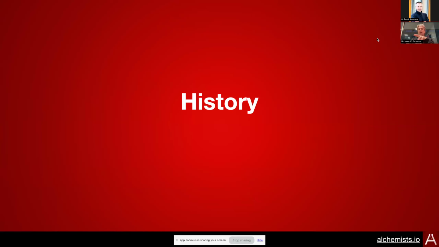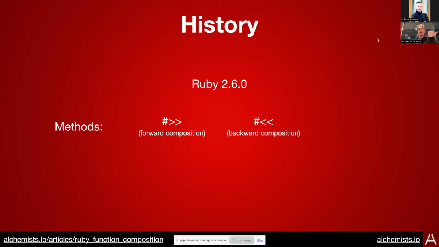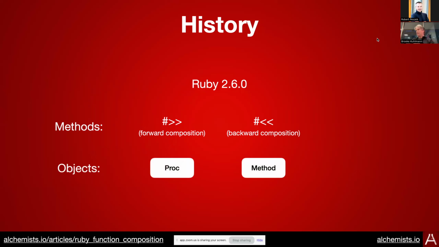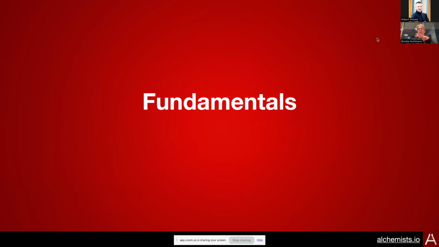So a little bit of history here. Function composition wasn't always in the language. It actually came about in Ruby 2.6, and that's where they added the forward composition and backwards composition methods. Those were added to the proc and the method objects in Ruby. And I'll explain more of that as we go into the fundamentals.